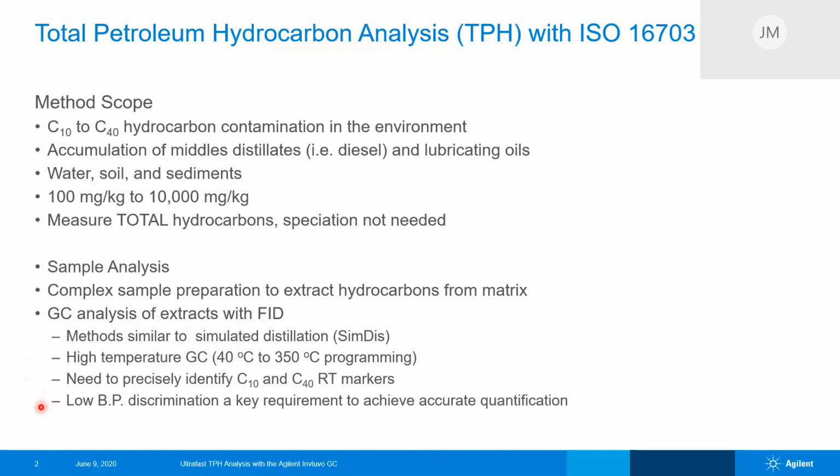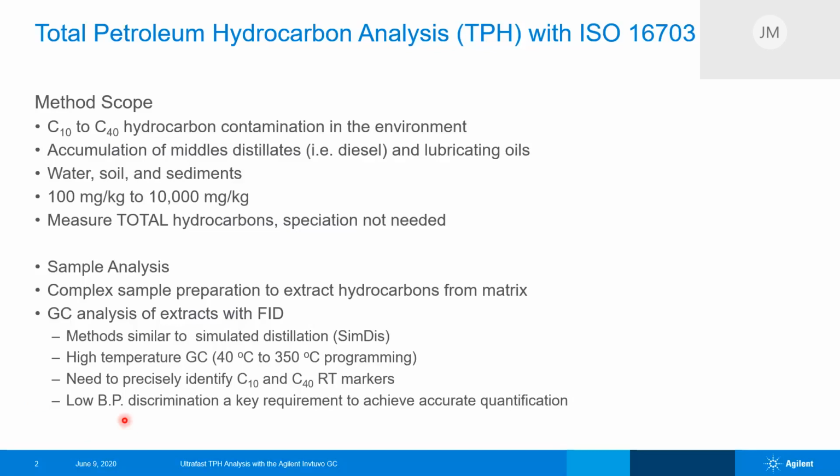A key to the performance of this method is reducing boiling point discrimination, particularly for the high level and low level boiling contaminants or boiling components that are in the extracted hydrocarbons. If we don't eliminate discrimination, this will cause a failure to achieve accurate quantification.